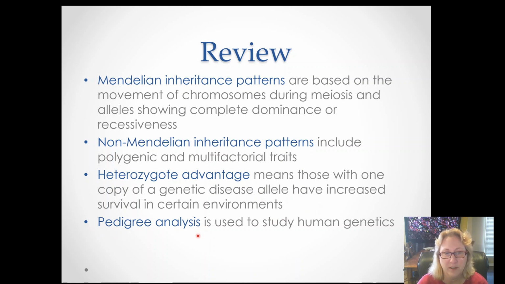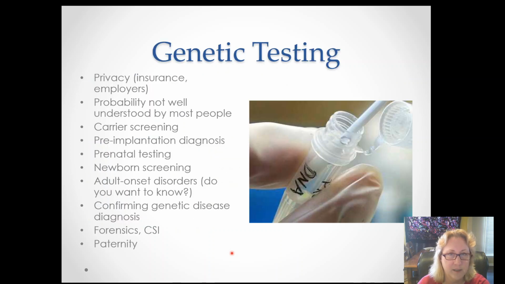We talked a bit about pedigree analysis too, and we'll talk more about that in the next section, which is how we study human genetics, because we don't do experiments with humans anymore, and generally we also don't have any ability to get DNA from individuals who are dead. So pedigree analysis is how we can study inheritance. Genetic testing has become a big deal.